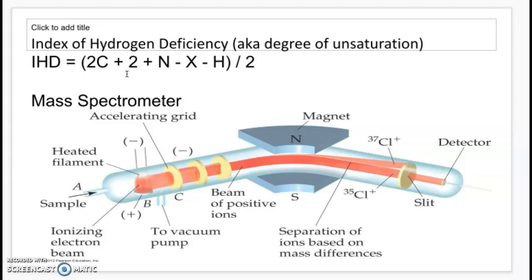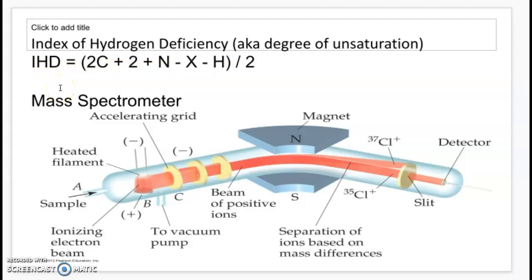So you do this little calculation. There's this little formula. It's 2 times the number of carbons plus 2 plus nitrogen. Usually we don't deal with things that have nitrogen. Minus X, where X represents any halogen. Minus hydrogen. And then all of that divided by 2. And you get this number, and it tells you the index of hydrogen deficiency.